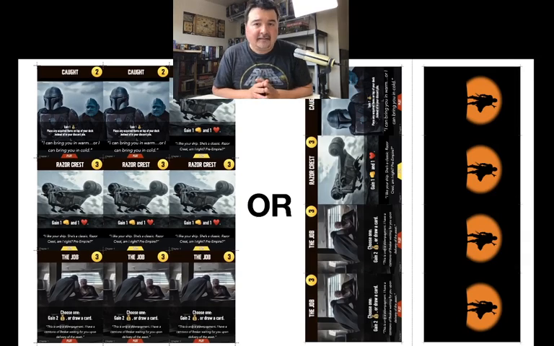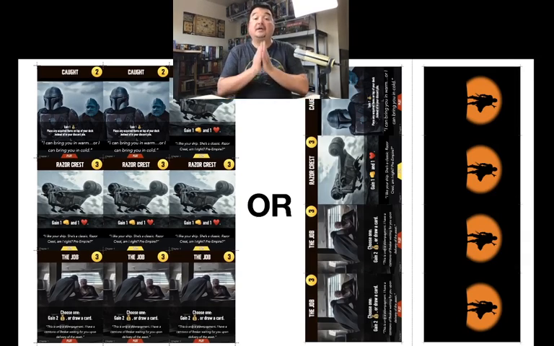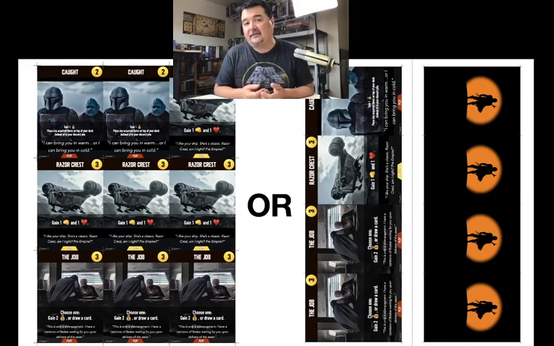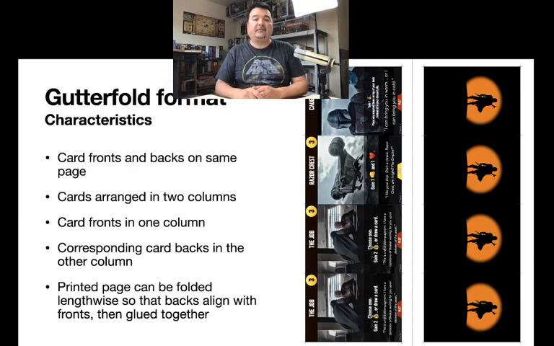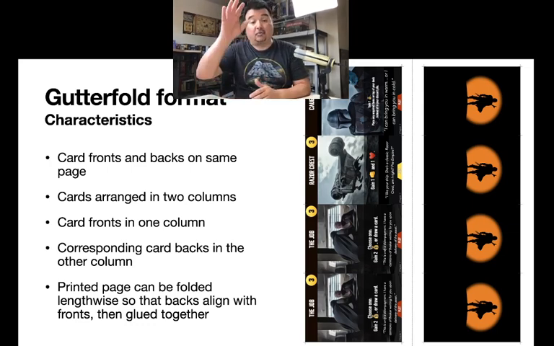Now, let's shift our attention to the Gutterfold format, which you see here on the right side of the screen. So first of all, let's describe the characteristics of the Gutterfold format. In the Gutterfold format, you see the card fronts and their corresponding backs on the same page, right? And then they're arranged in two columns. What you see here is a very common Gutterfold style where the card fronts are in the left column and the card backs are in the right column.